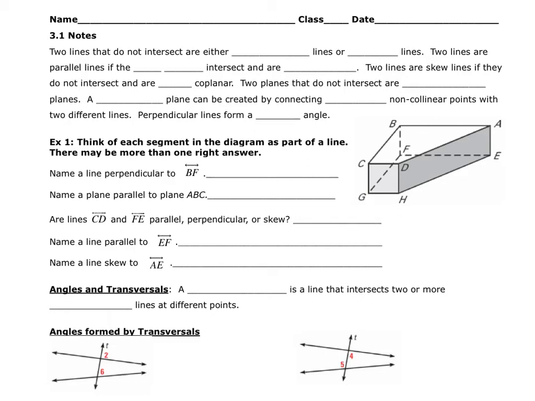3.1 notes. It is going to be over parallel, perpendicular, and skew lines. Two lines that do not intersect are either parallel or skew.